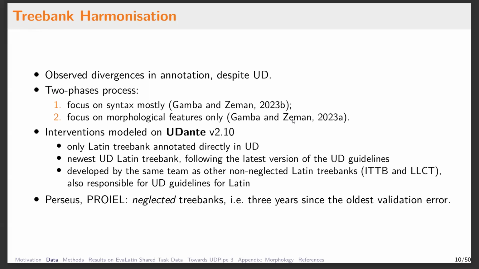and that's why I mentioned version 2.10 before in the size table. And why UDante? Because it's the only treebank that is UD native, and not converted from any other annotation format. Because it's the newest one, so hopefully it follows the latest version of the UD guidelines. And because the team behind UDante is the team responsible for UD guidelines for Latin. Back then, when we carried out this harmonization process, which was a year and a half ago, Perseus and Proiel had the status of neglected treebanks, neglected in the technical sense of the UD infrastructure, meaning that 3 years had passed since the last evaluation.